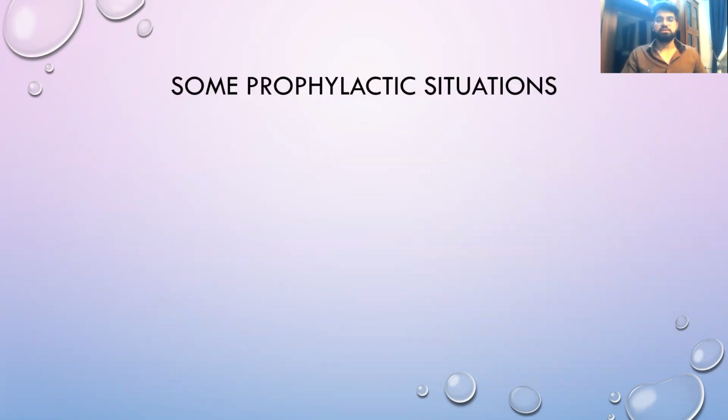Okay, now some prophylactic situations. What are those prophylactic situations? In sickle cell disease patients, we have to give amoxicillin daily until the age of 5. It covers encapsulated organisms pretty well, and it is something that you should remember. That's something that they should ask.